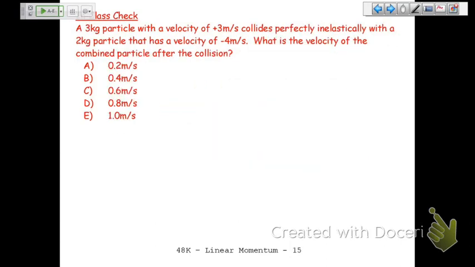A 3 kilogram particle has a velocity of plus 3 meters per second. Bad teaching there, because it's not good when you're trying to explain things to have the same number, but, you know, forgive me that.